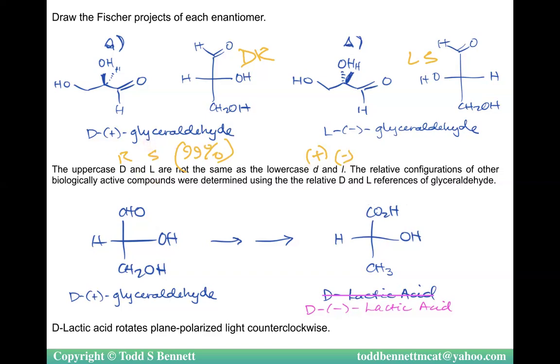In OChem, we use R and S. In bio and biochem, we use D and L. They are the same thing, but the rules are slightly different. We are O-chemists, so I'm only going to focus on the rules for R and S. And then plus and minus, small d, small l. We will typically use plus and minus in OChem. Small d and small l are perfectly viable for bio. Because we use biomolecules in OChem, you have to speak both terms.